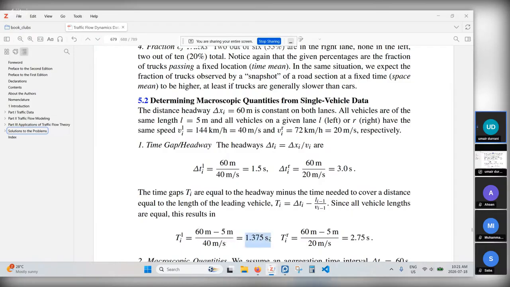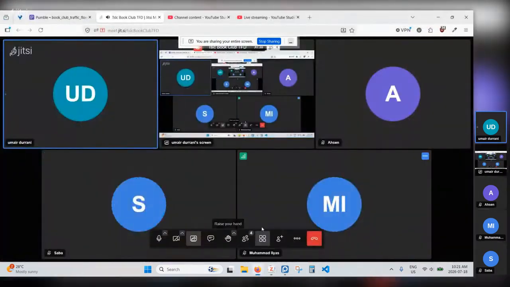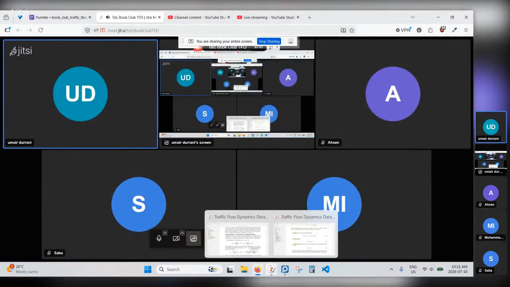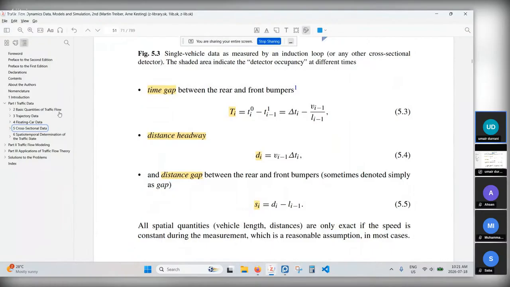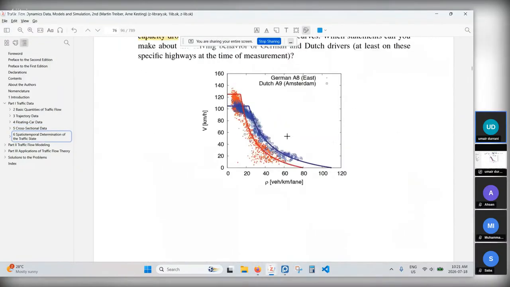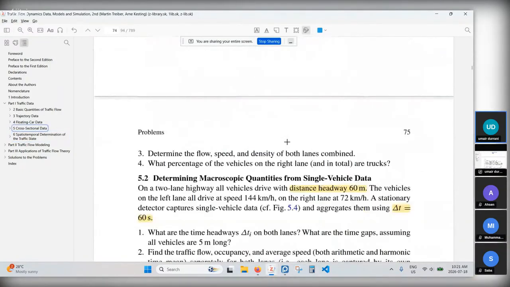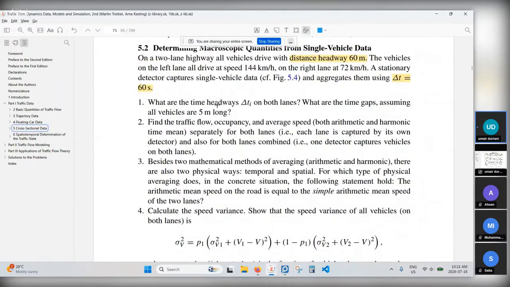So that turns out to be 1.375 seconds for the right lane and 2.75 seconds for the left lane. Actually, the opposite, 2.75 seconds for the right lane. It is slower, so we have a longer time gap. Okay, any questions here before we move on to the next part of the question? All right, so this part is done.